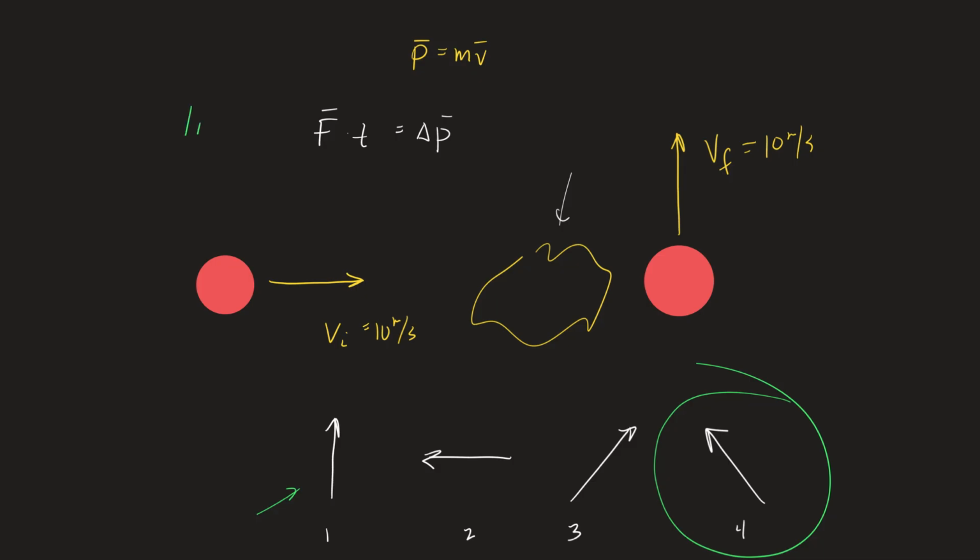Impulse has its own direction. And the direction of impulse is the direction of the net force. It is in the direction of the change in momentum. So in order for the puck to go from to the right to up, it had to change in this direction, stopping the motion to the right and starting motion upwards. So the direction of impulse is how the momentum changes.